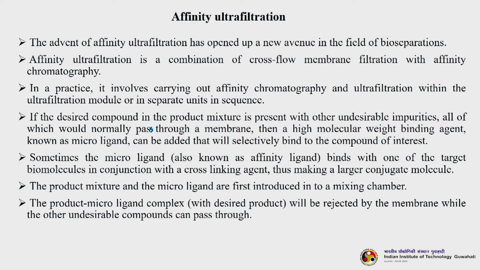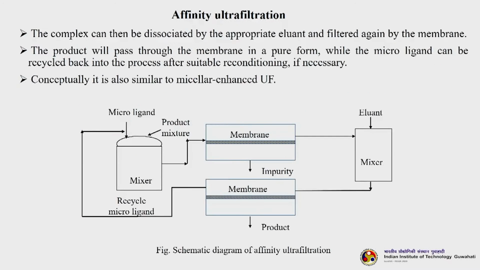The product mixture and the microligand are first introduced into a mixing chamber. The product microligand complex will be rejected by the membrane while others can pass through. Let us see the schematic of how it actually happens. The product mixture, that means the one in which your product is there, you will mix with the microligand in a mixer, then that goes to the membrane, membrane 1 and membrane 2.